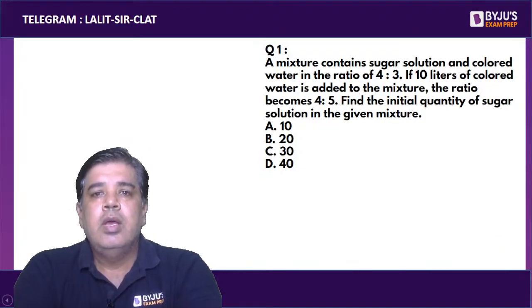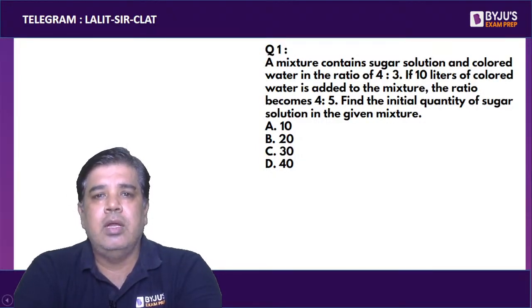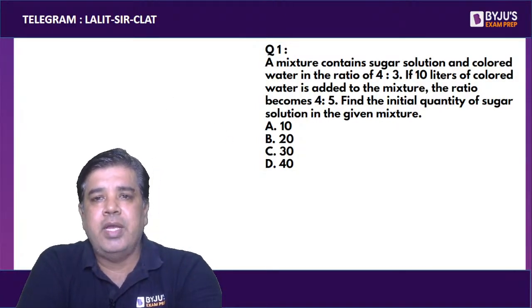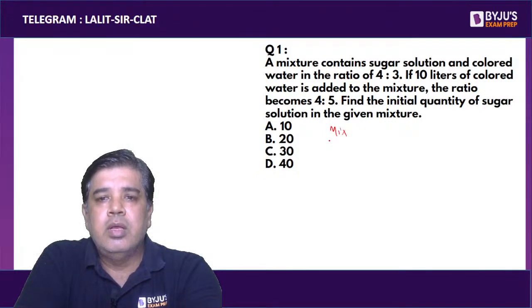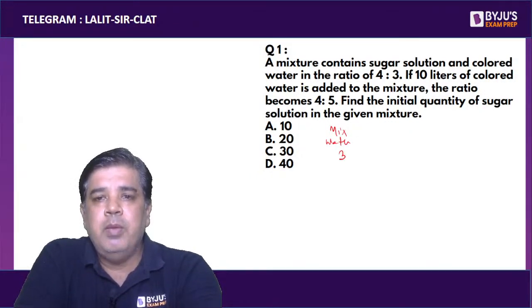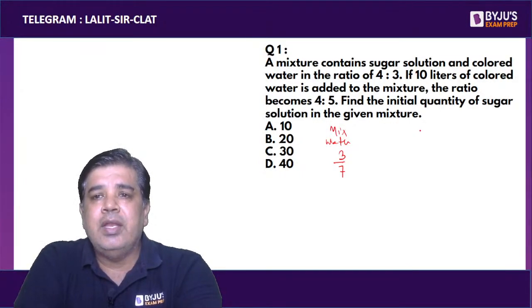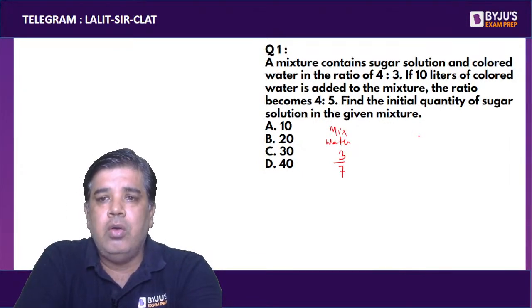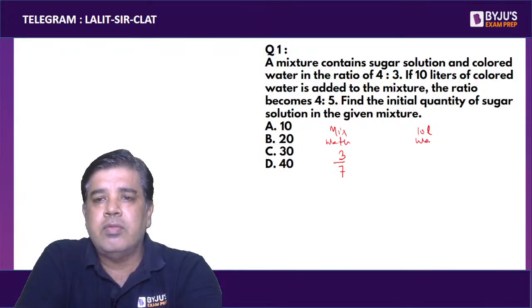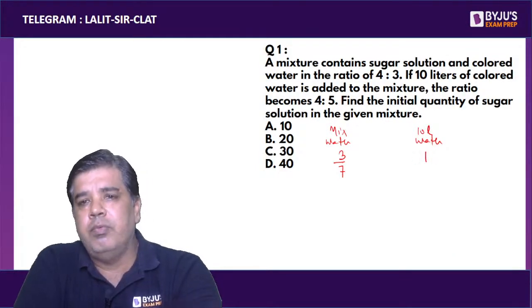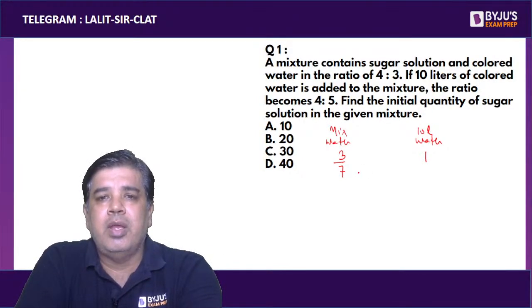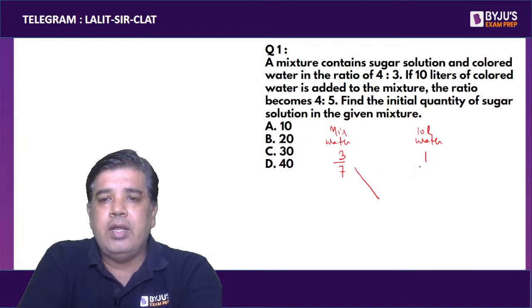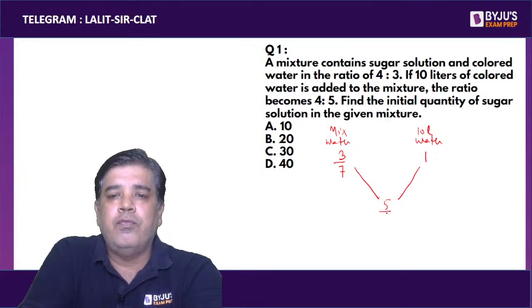First question: a mixture contains sugar solution and colored water, and the ratio is 4:3. So sugar is 4 parts and water is 3 parts. So we can say that in this mixture water is 3 part out of 7. Now 10 liters of colored water is added to the mixture. Which water? Only water. So the whole 1 part is water. The ratio of the mixture now becomes 4:5, means now the content of water is 5 part out of 4 plus 5, 9.